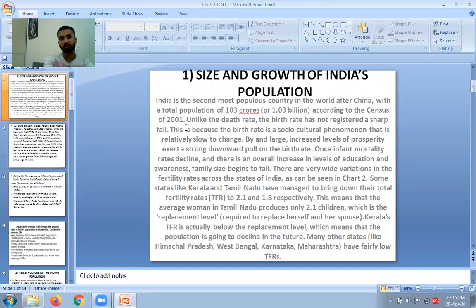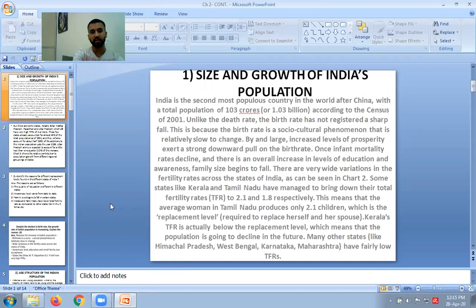Okay. So this is a new PPT that I've made for you. So what we're going to understand here is that, okay, this is a new concept, size and growth of India's population, right? This is the number one concept that we will discuss today.